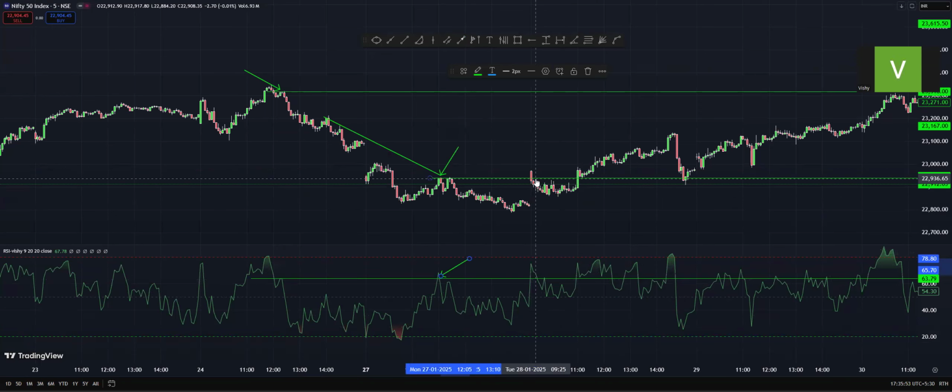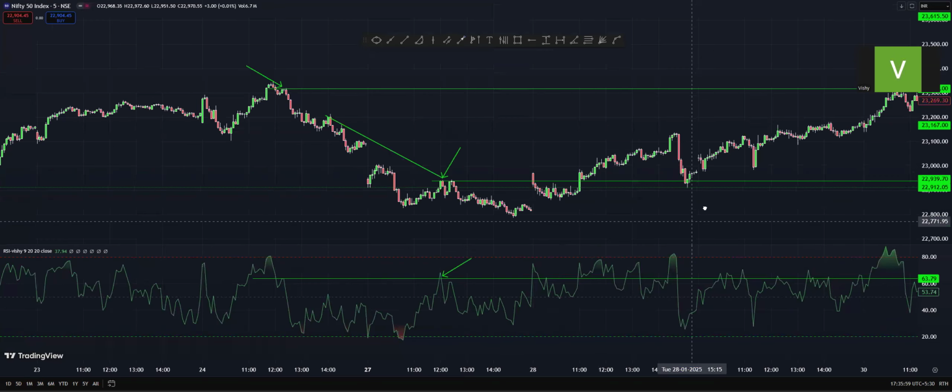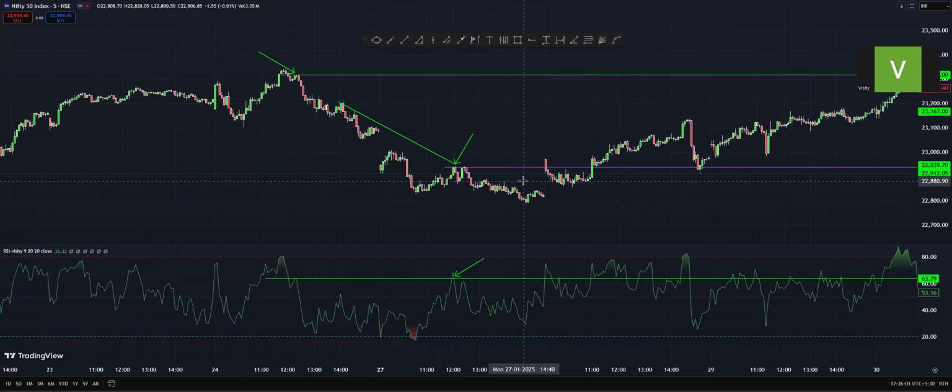So when RSI came to this level, price was almost there, right? So that means it started gaining strength. And when it started going above this swing level, now there is a swing failure. So this was a sell signal, right? So you actually sold here. So it's a failure here.